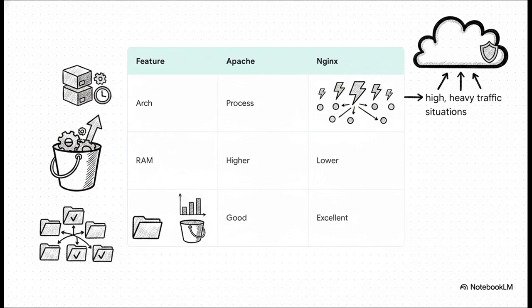Because of that event-driven architecture we just talked about, the RAM usage is significantly lower. While older servers are good, Nginx provides excellent handling of static files and performs flawlessly under heavy traffic situations, where others might completely choke.